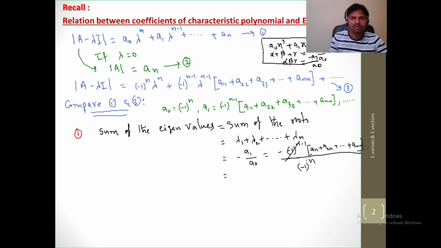Now that minus 1 whole to the power of n, this minus 1 whole to the power of n cancel out. Indirectly this is trace of A, the trace of the given matrix A.